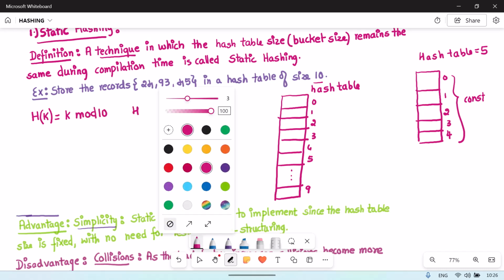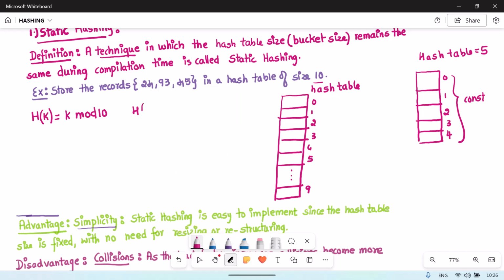Here it is, I'll first find h of 24, being 24 mod 10. 24 mod 10 is how much? 4. But how did you get this? You will have to divide 24 by 10. So 10 times 2 is 20. Subtract, you get 4. Your modulus operator will give you the remainder of the two numbers. So here the remainder is 4. So 24 mod 10 is 4.